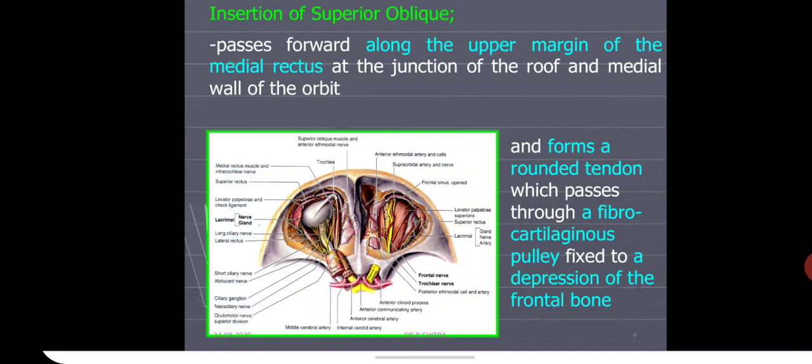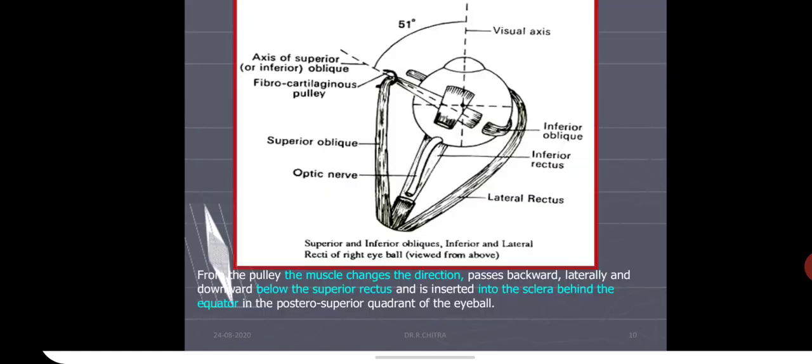That pulley is fixed to a depression of the frontal bone. You can see on the left side. From that it changes the direction backward. So again, this is a good diagram for the diagrammatic representation of the oblique muscles. From the pulley you see it is changing the direction backward, laterally and downward below the superior rectus muscle. In the diagram you are also seeing the superior rectus and inferior rectus, and it is inserted into the sclera behind the equator in the postero-superior quadrant of the eyeball.